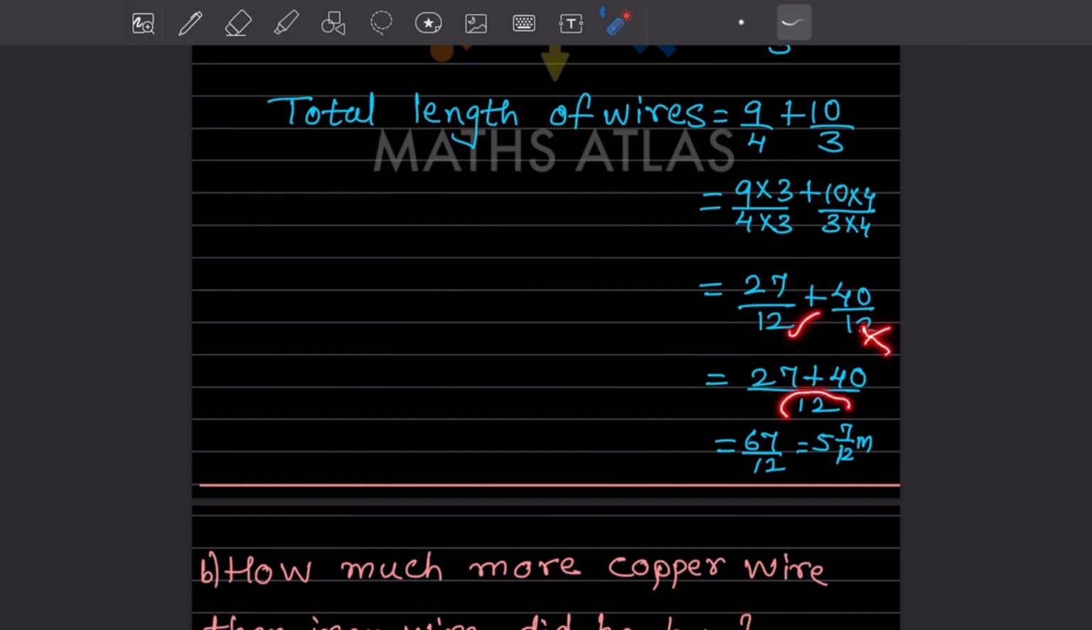Now you are going to add it because both are the same. Write 12 only once, add, and when you add this, what do you get? 67 by 12, and this is the improper one. So you have to make it your mixed one. So 5 integers 7 by 12, and this is meter.